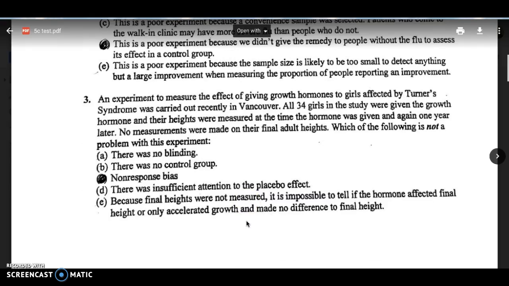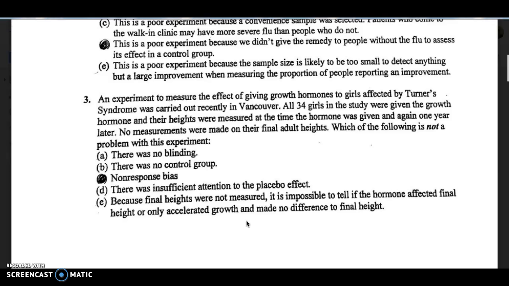An experiment to measure the effect of giving growth hormones to girls affected by Turner syndrome was carried out recently in Vancouver. All 34 girls in the study were given the growth hormone, and their heights were measured at the time the hormone was given and again 1 year later. No measurements were made on their final adult heights. Which of the following is not a problem with this experiment?